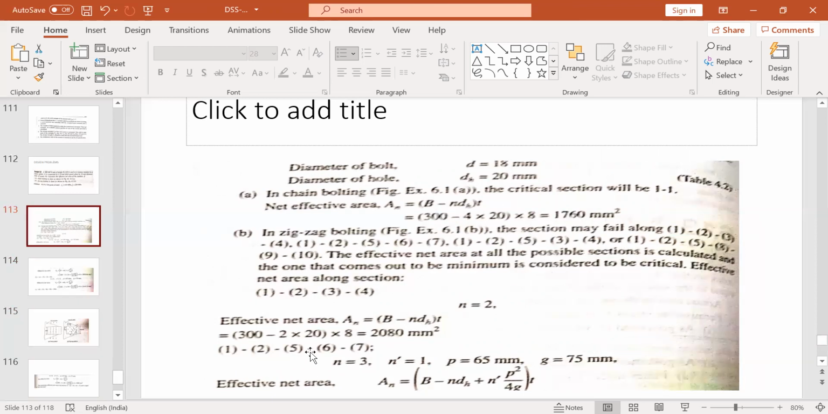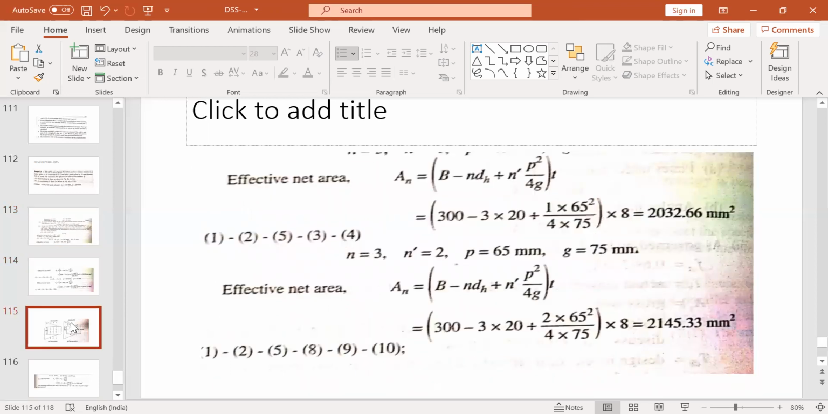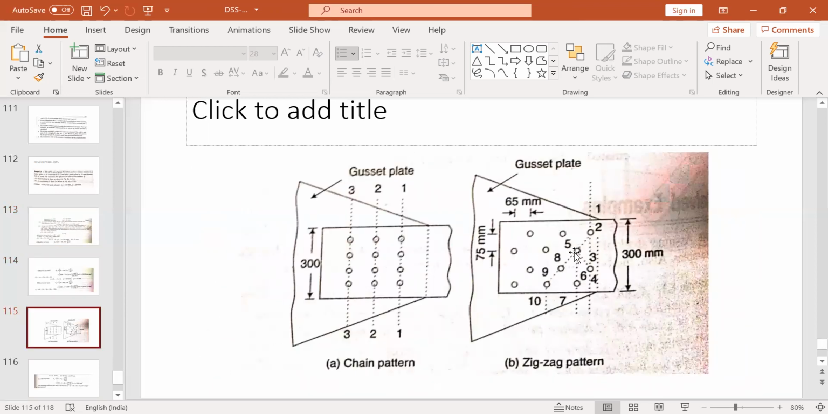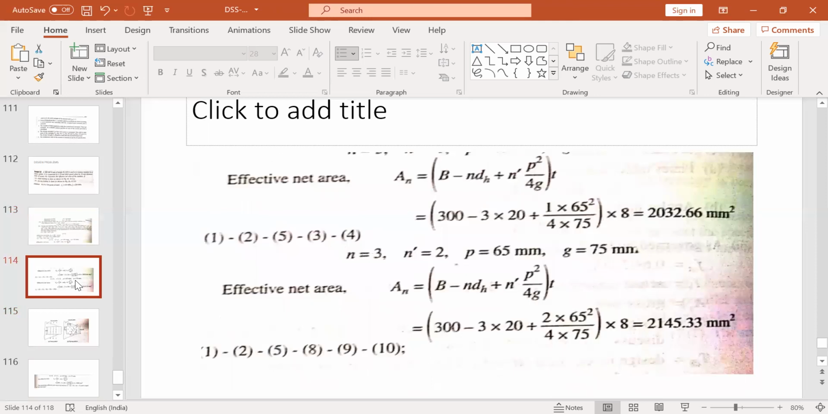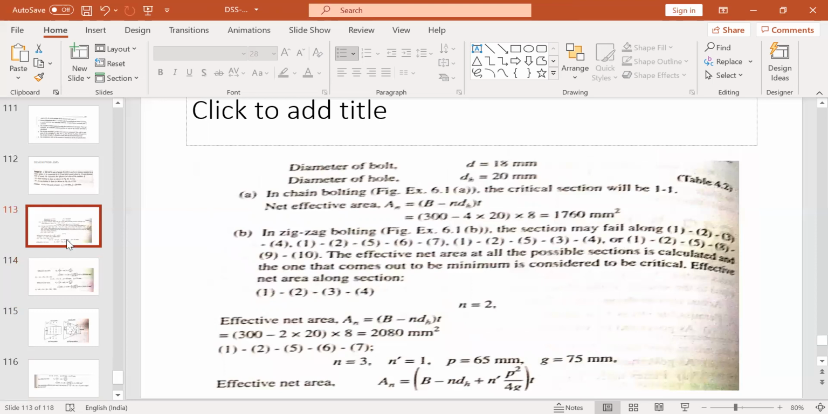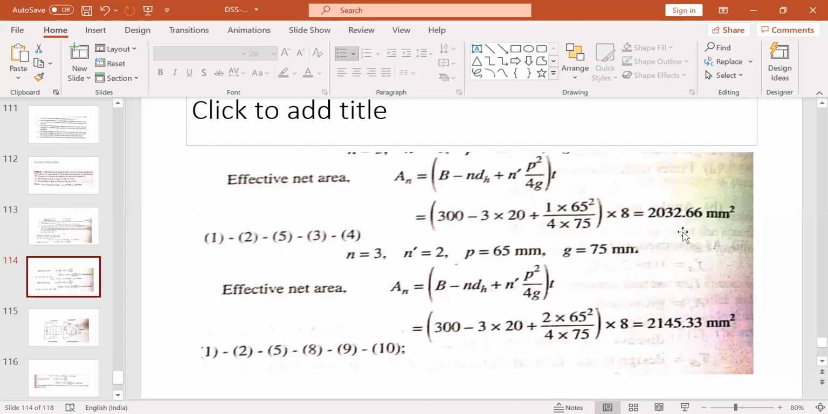Now go for this section 1, 2, 5, 6, 7. How many bolts are there? 1, 2, and 3. Staggering is 1. So n is 3, n dash is 1. Simply put these values. n is 3, n dash is 1, p is 65, g is 75, and t is 8. Put all these values and you will get 2032.66. Earlier it was 2080, now it is 2032, so it has decreased a bit.